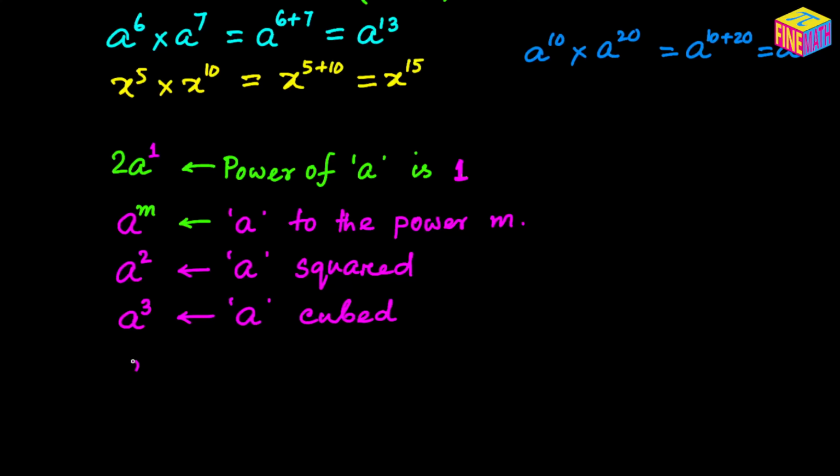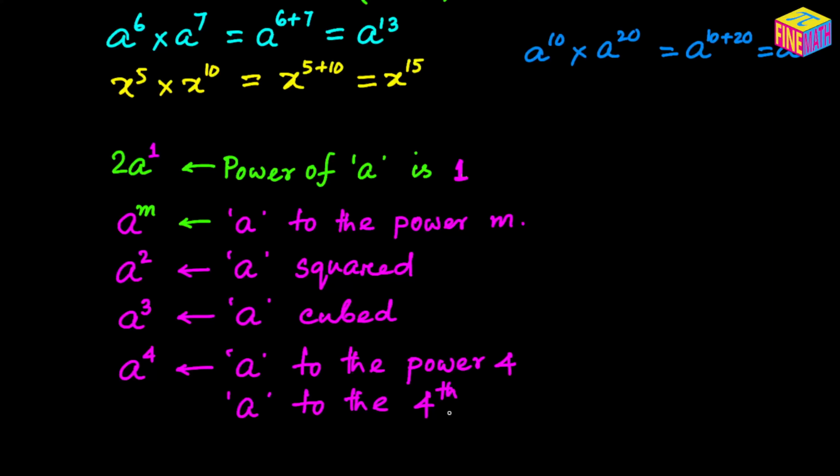So suppose we have a with a power 4, we should read it as a to the power 4, or you can also read it as a to the 4th power. A to the 4th, or sometimes people read it as a to the 4th power. They all mean the same thing, as long as you understand that a is being repeatedly multiplied a total of 4 times with itself. So total 4 factors of a, that product would be a to the power 4.